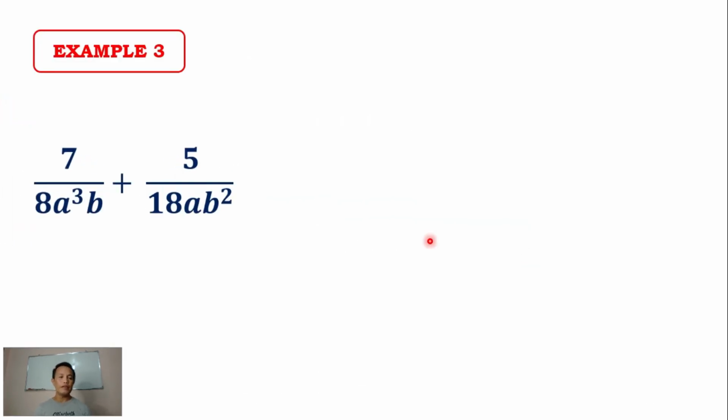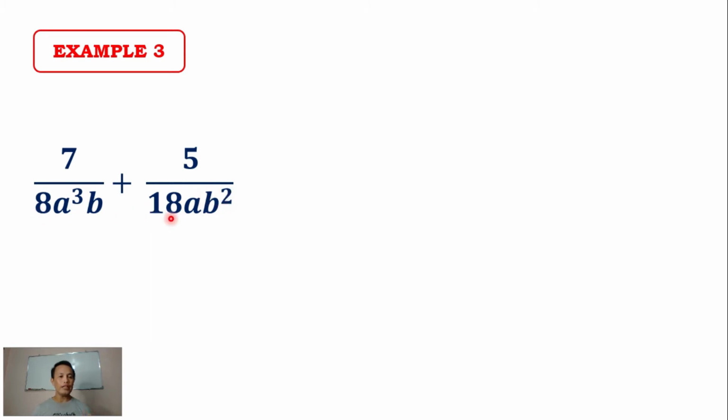Now, third example. For the third example, we are given 7 over 8a cubed b and 5 over 18ab squared. Let us proceed first to the variables. We have a cubed and a, so of course we consider the highest power, 3, and we have a cubed. Now we have another variable, b, and we have b squared. So we need to consider the highest power, which is 2, and that is b squared.